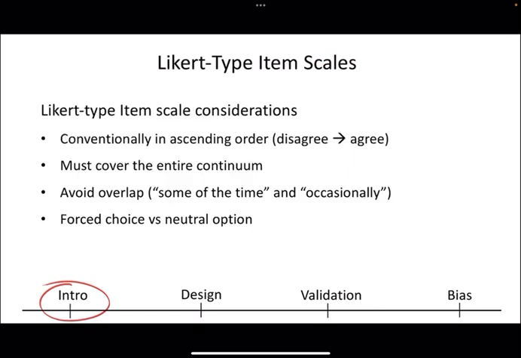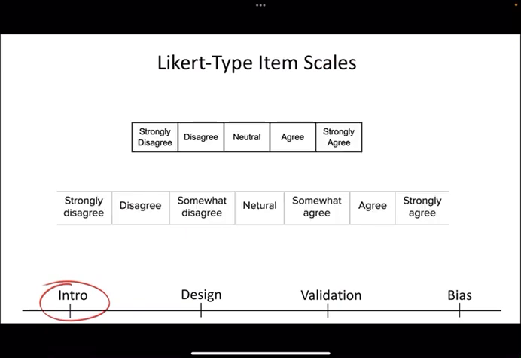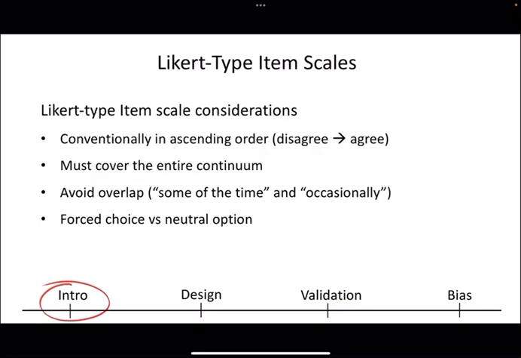And when you're using this Likert type scale, you've got to consider things like whether you're going from disagree to agree, like here, where disagree is on the left and agree is on the right. If you switch that, so agree is on the left and disagree is on the right, people might not be expecting that, and the answers they put might not reflect what they meant because they expected agree to be on the left, basically. You've got to cover the entire continuum of opinions.